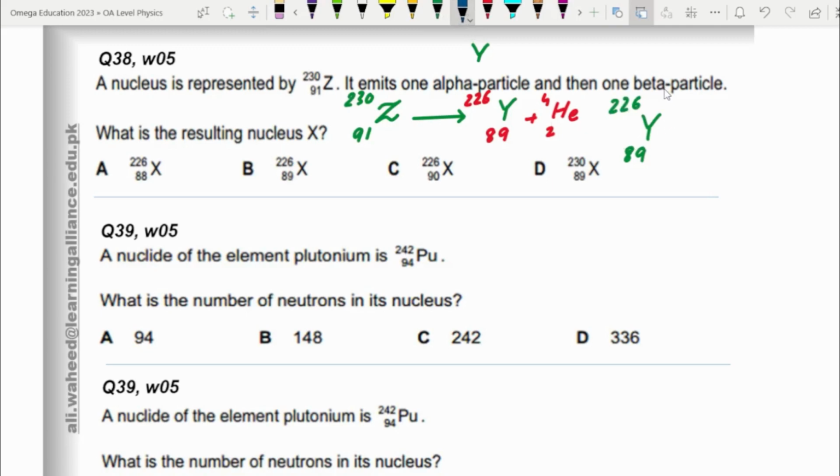So in the next step, a beta particle is also being emitted. And let's say after the beta particle is emitted, our element is now represented by X.